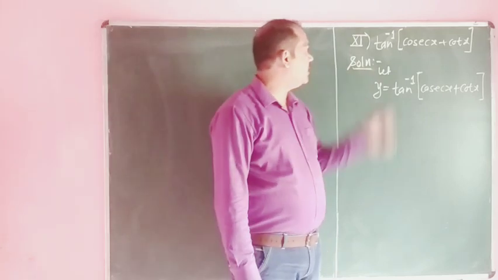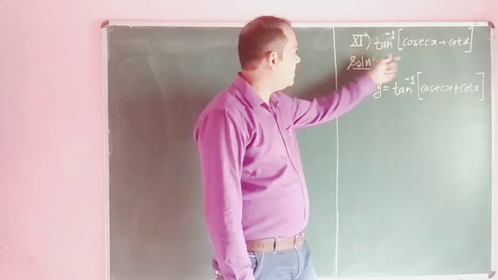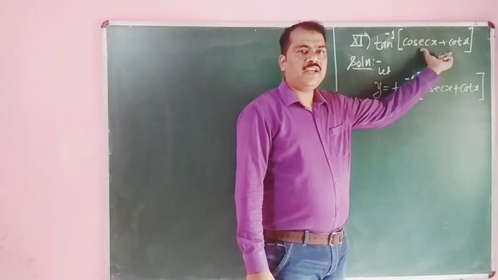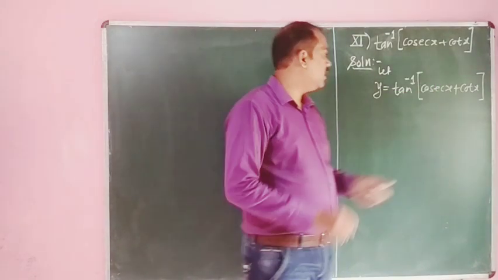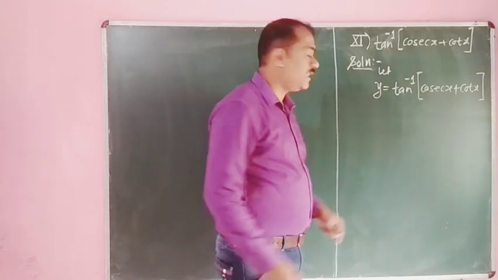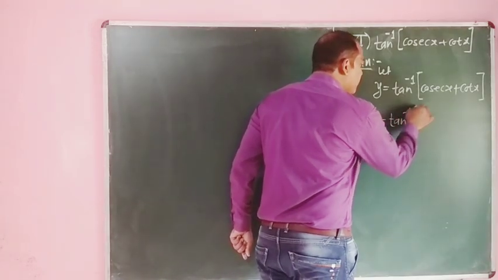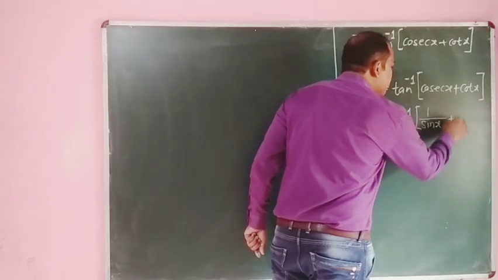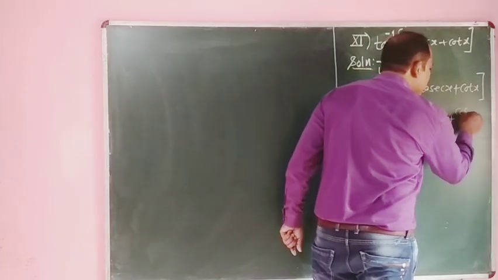Next, example number 11: tan inverse of (cosec x plus cot x). Here tan inverse is there, which means we require the value of this bracket in terms of tan x or cot x. So first we have to simplify cosec x and cot x. Let y is equal to tan inverse of cosec x plus cot x, that is y is equal to tan inverse of 1 upon sin x plus cos x divided by sin x.